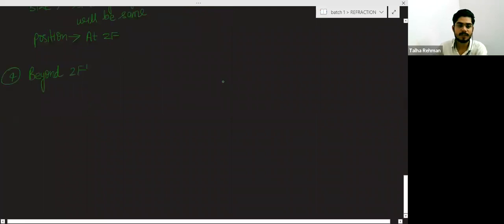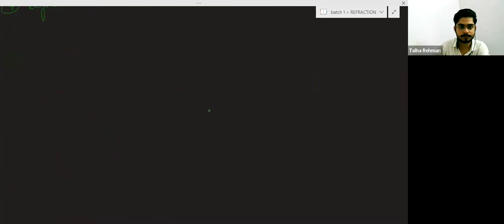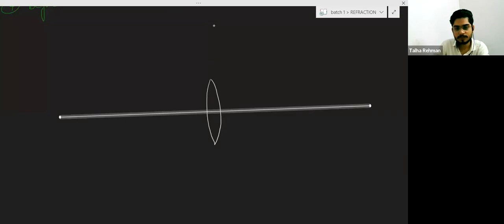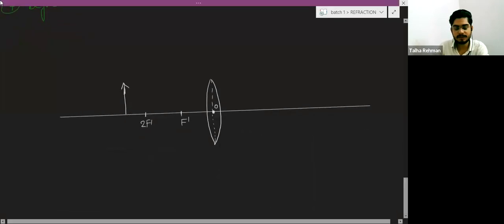Okay. Now let's see. We have a lens. Again, we have a concave lens. This is a concave lens, and this line is the principal axis. This center point is the optical center. And suppose this is the focus, f dash, the first focus. This is 2f dash. And here I have placed the object this time, beyond 2f dash.